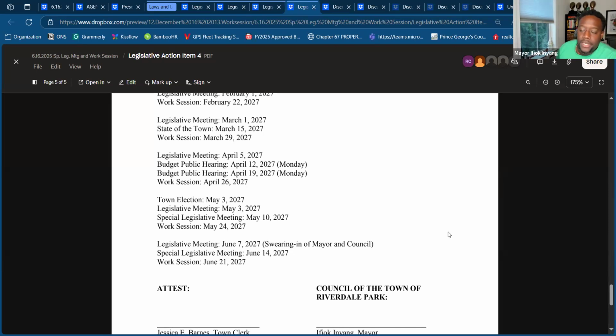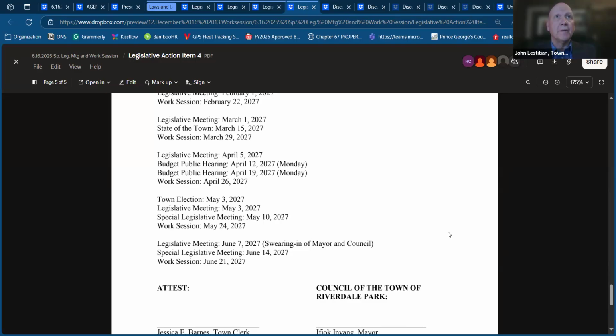Council, Mr. Town Manager. I would just like to clarify, Mr. Mayor, I don't believe the resolution specifies the meeting time. Just the meeting dates. If you want us to add the meeting time, Ms. Barnes can add that in. And you would just need to amend the motion.